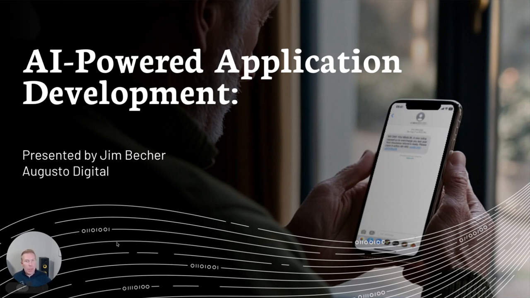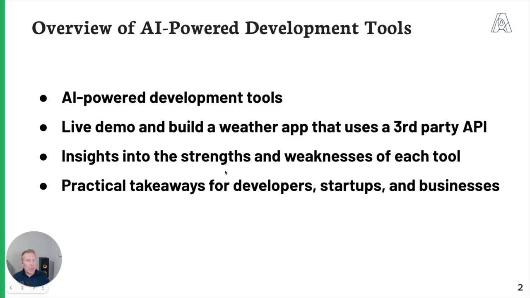We're going to go through a series where we're going to test multiple tools and understand how these tools can be used and how powerful they can be. We'll do a live demo and we'll create a weather application that uses a third-party API. We'll look into the insights of the strengths and the weaknesses of each tool, and we'll work on some practical takeaways for developers, startups, and businesses. With this video, you'll have a chance to see how these tools work, and we'll give you insights so you can take advantage of them if necessary.